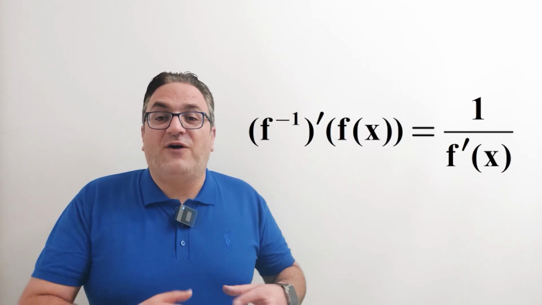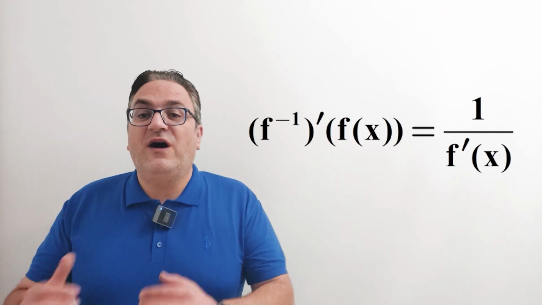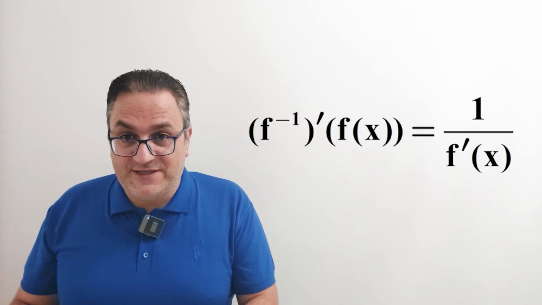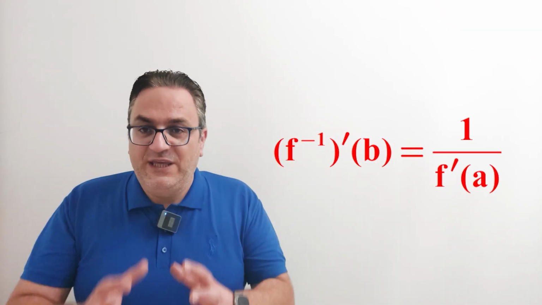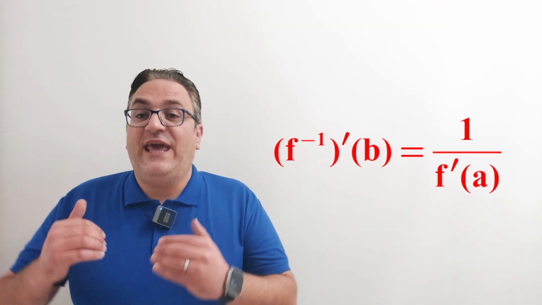Now if we just solve for the inverse part, we get our beautiful formula. f inverse prime of f of x is equal to 1 over f prime of x. Okay? And since f of a equals b, it becomes f inverse prime of b is equal to 1 divided by f prime of a. Now let's jump into some examples to see.